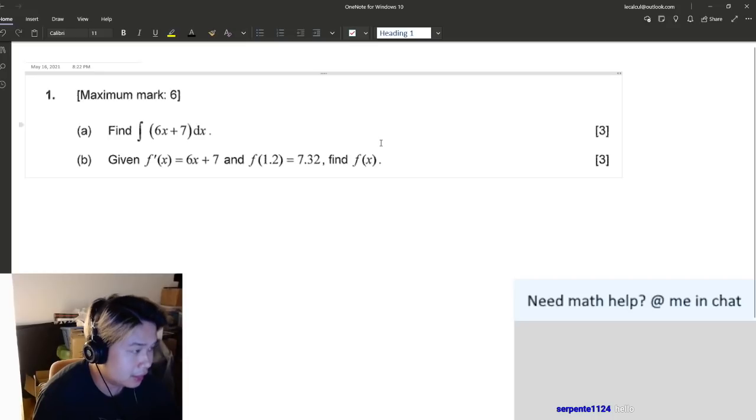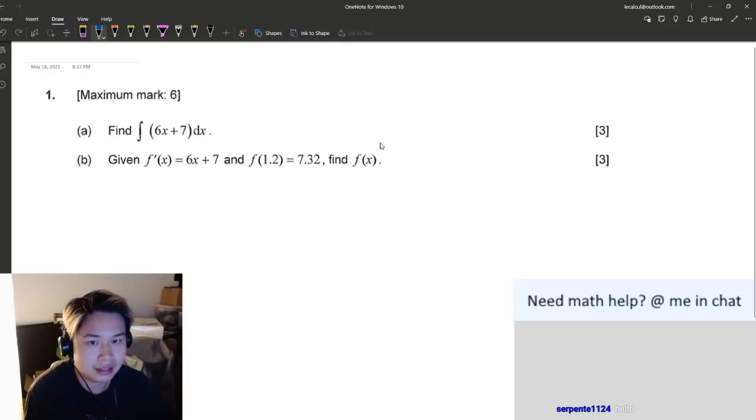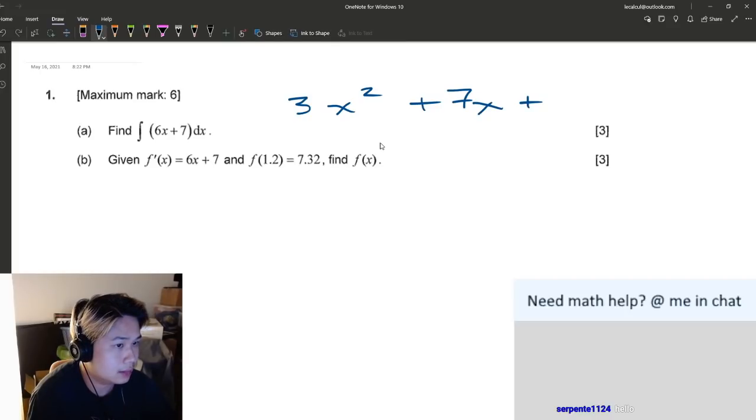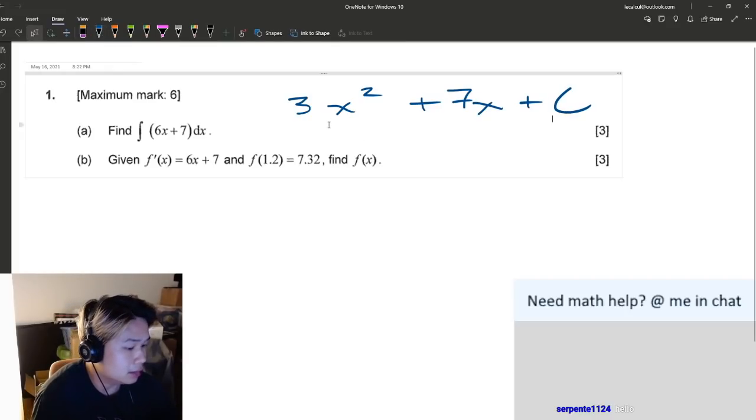This looks pretty easy right here. Let's find this integral. So that's gonna be 3x squared plus 7x plus c. And, you know, keep an eye out for the plus c, otherwise you'll lose some marks.